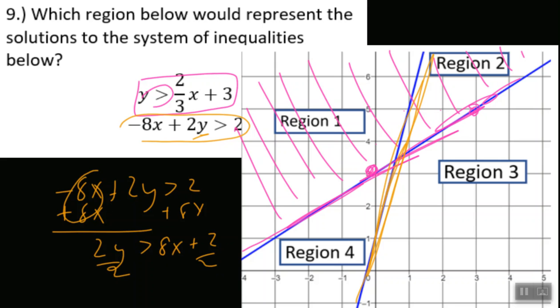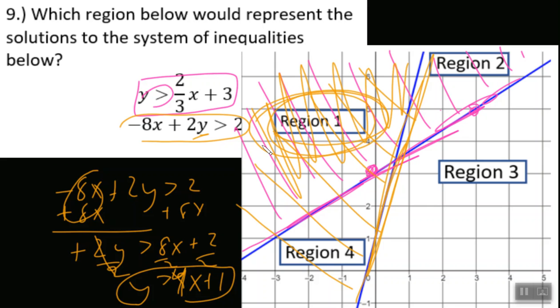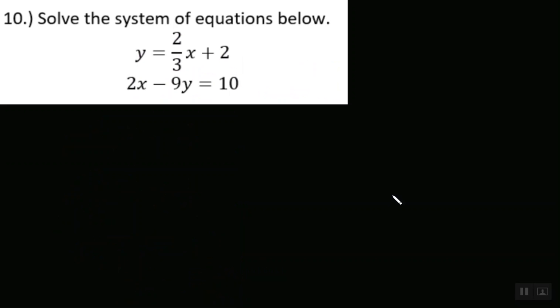And of course, y'all, as we divide both sides by 2, the key here is we're dividing by a positive, so our inequality stays the exact same. So 8 divided by 2 will give us 4x plus 1. And since it's greater than, well, we know it's this region right here. So the overlapping double shaded region is region 1. The answer to number 9 is region 1.